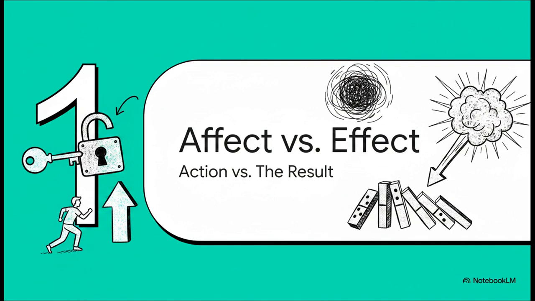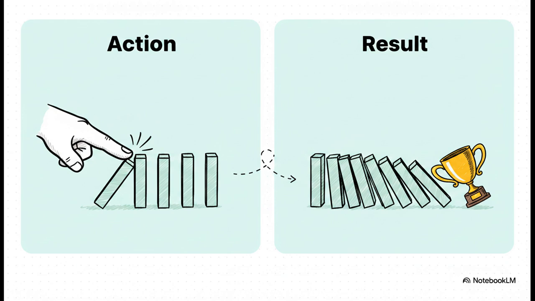Now, the key to cracking this one is super simple. Just think of one word as the action and the other as the result. That's it. Let's break it down. So here's the golden rule, right? Affect, starting with an A, is the action. It's the verb, the thing that's doing something or causing a change. Then you have effect with an E, which is the end result. It's the noun, the outcome, the consequence. So just remember, A for action, E for end result.